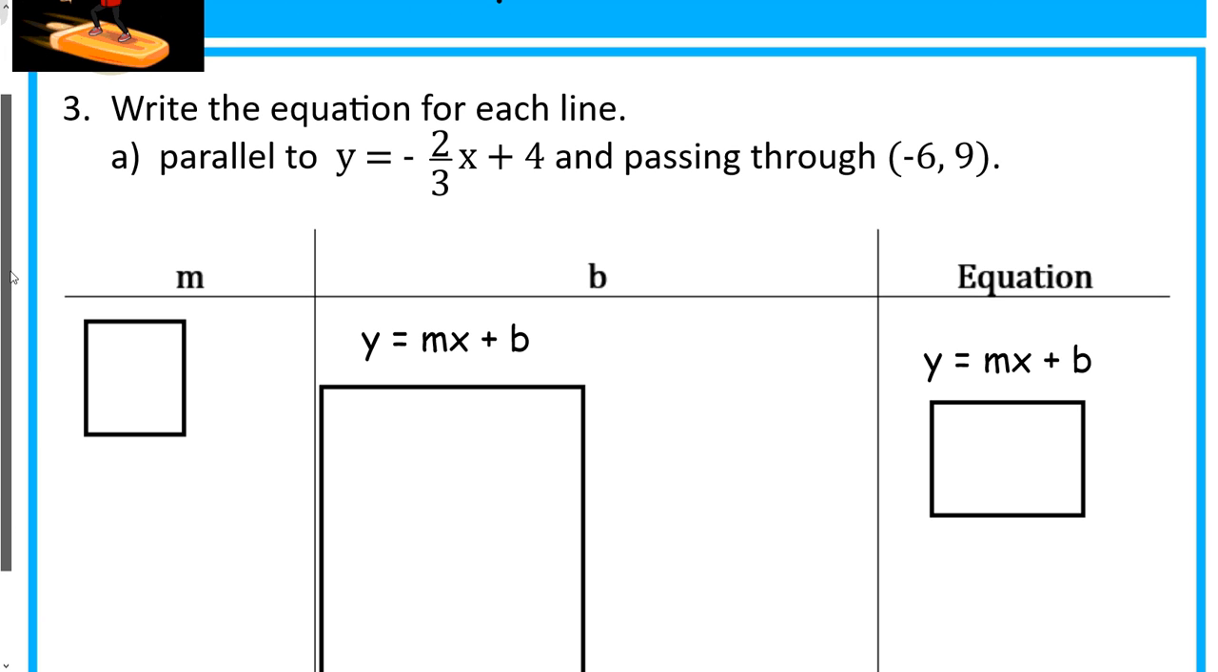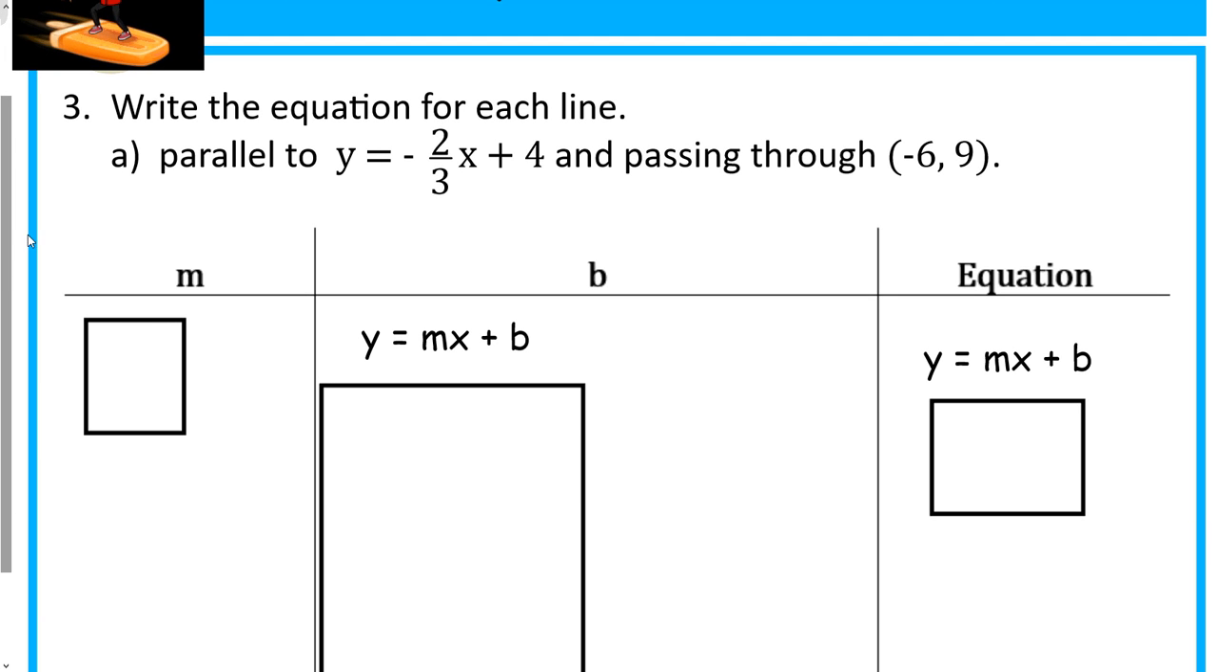Okay, next question. Write the equation for each line. So we've got a line. We want to write the equation of a line that is parallel to this line. So it has the same steepness, but it passes through this point. How do we do that? Well, if it's going to be parallel to this line, that means it has the same slope, right? So we know the slope of our line is negative 2 over 3.